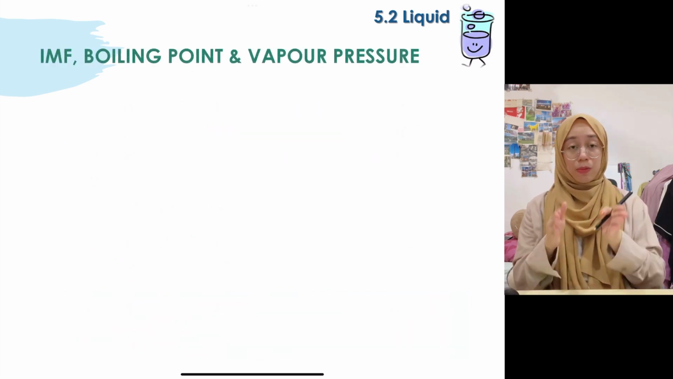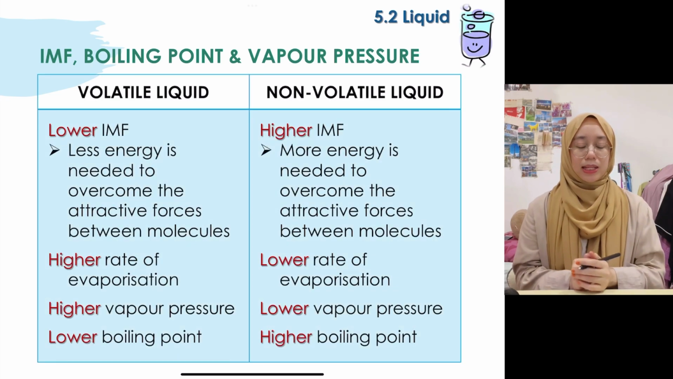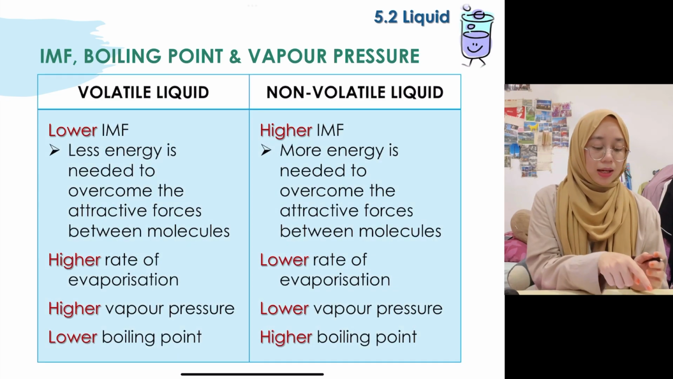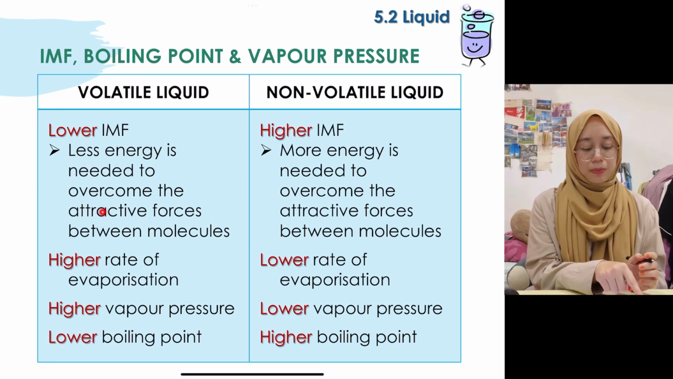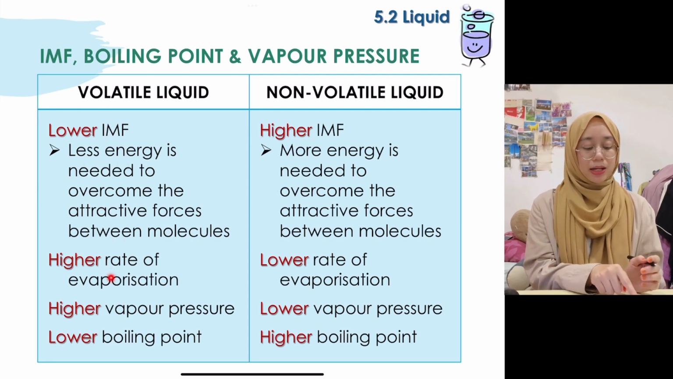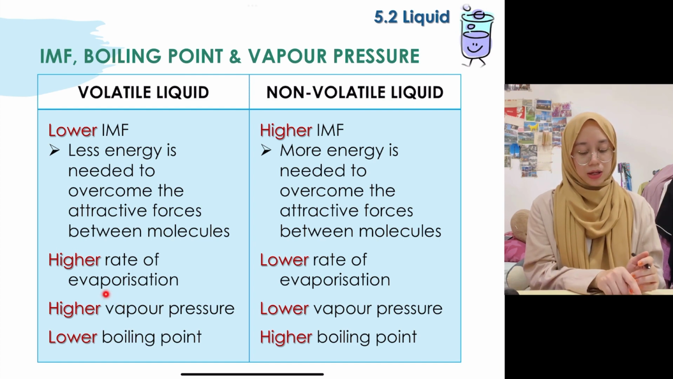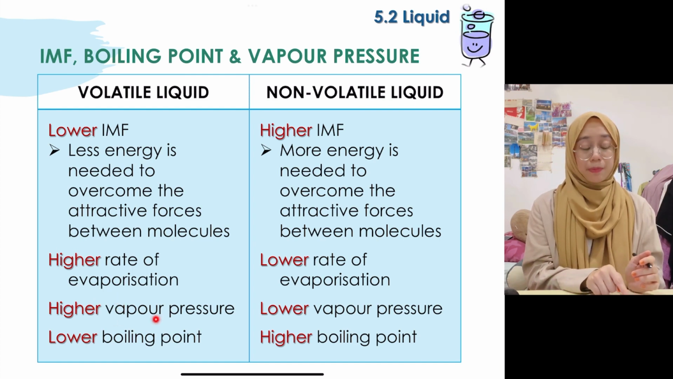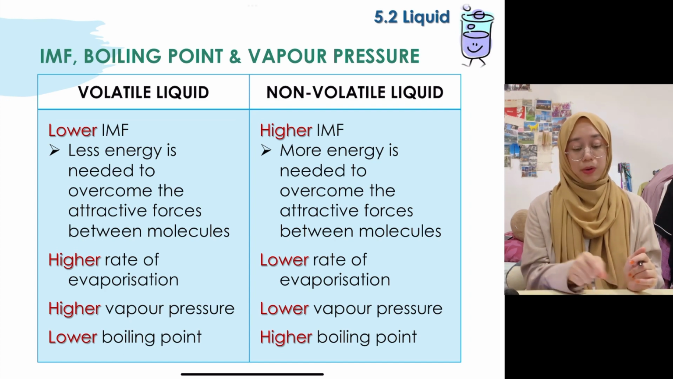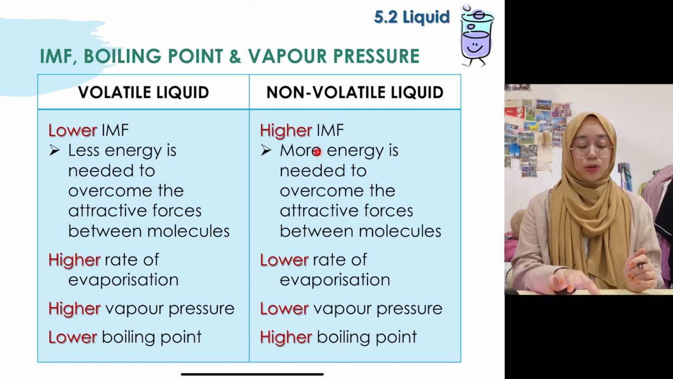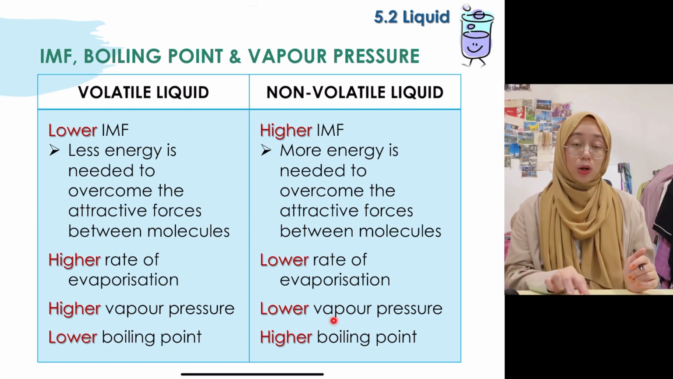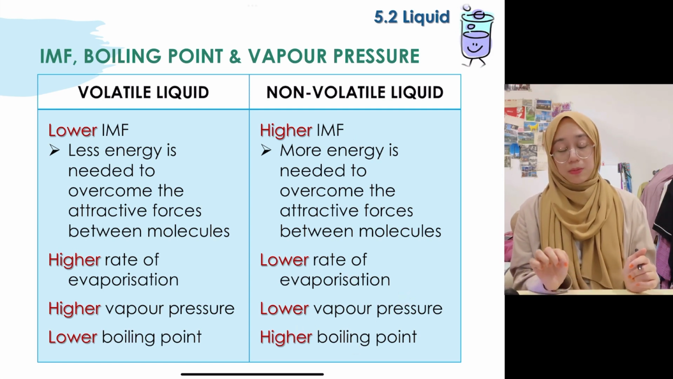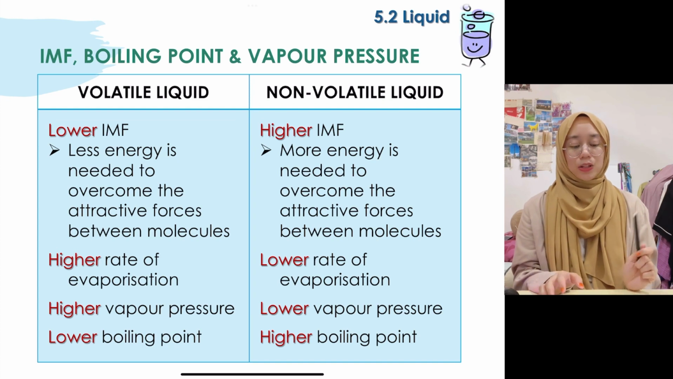So IMF, boiling point dengan vapor pressure tadi kan. So basically for volatile liquid, it has lower IMF. Okay, so less energy is needed to overcome the attractive forces. So the higher the rate of evaporation, the higher the vapor pressure, so lower boiling point. Meanwhile, kalau non-volatile pula, so dia ada higher intermolecular forces, meaning lower rate of evaporation, lower vapor pressure, so higher boiling point then.